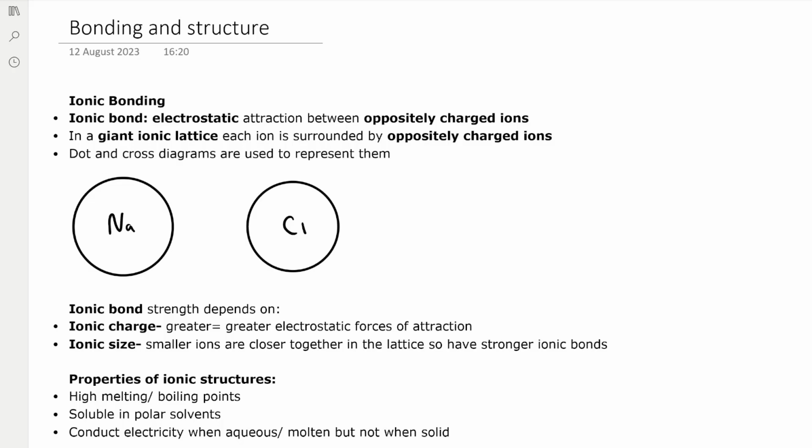Welcome to Norton Chemistry. Today we're going to be doing a revision video on bonding and structure. We've got some exam questions to go through at the end.